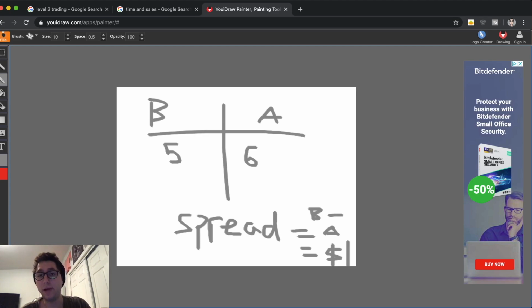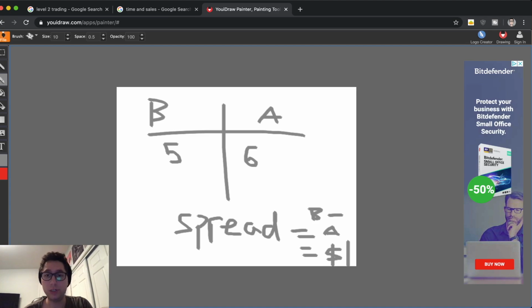So right off the bat, if you want to enter the trade immediately, you're already pretty much down $1. If you're buying, you want to buy on the ask. If you're selling, you want to sell on the bid, and immediately you're already down $1. That's why traders say they sometimes don't enter trades if the spread is too large, because once they enter, they're already down a certain amount.